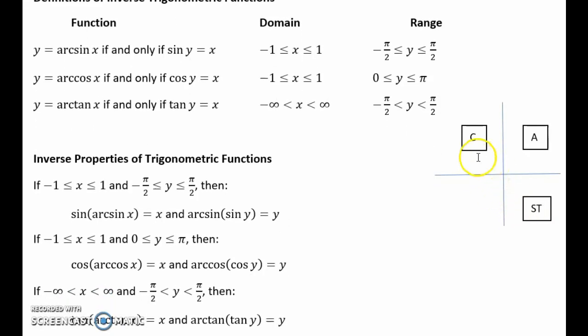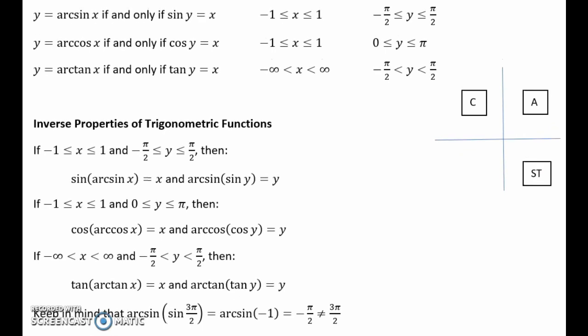We also have our CAST. So cosine is on the top, all functions are here, and sine and tangent are here. Now, let's talk about some inverse properties of trigonometric functions that are going to be useful when we do this.